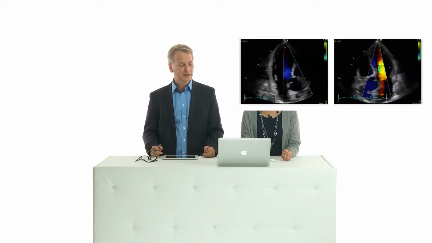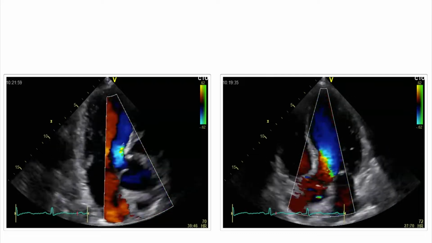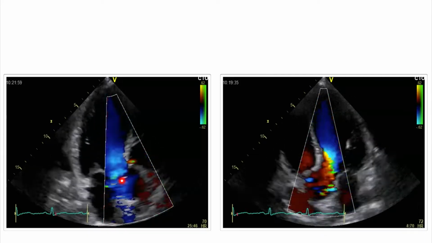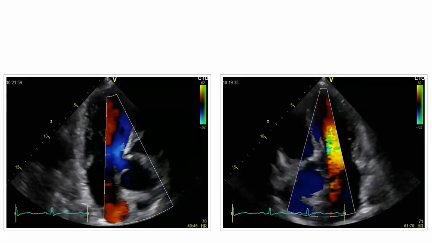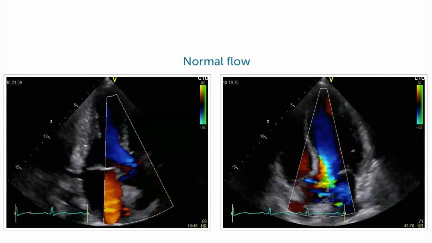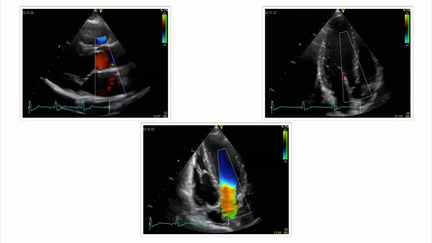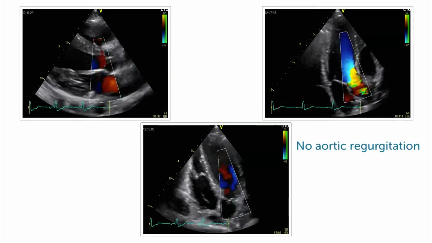What about this loop here? Do you see aortic regurgitation here? I'll give you a few seconds. Again, focus on the region where we would expect aortic regurgitation and look closely. No, there is no aortic regurgitation here. And here, do you see regurgitation? Again, no.